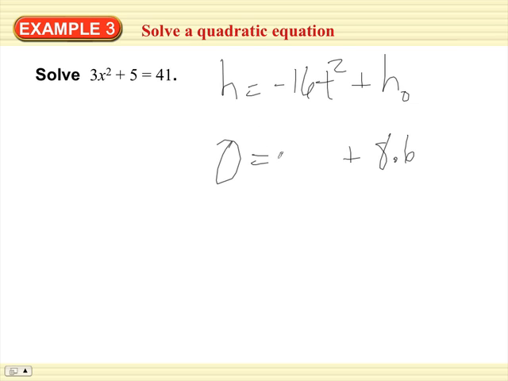0 equals 8.6 minus 16t squared. What I want you to do is solve this, but actually based on your skills so far, you might not be able to. That's what example number 3 is all about. So, how are we going to solve this one? What way do you normally know how to solve? Factoring, right? Can you factor that?